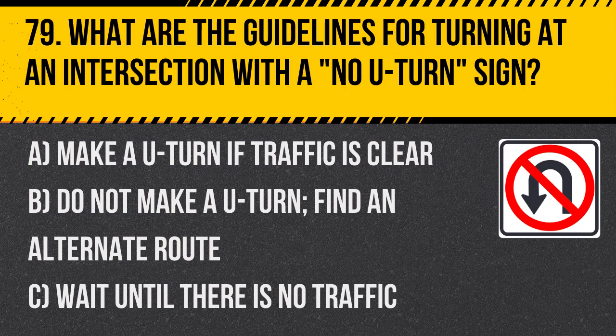Question 79. What are the guidelines for turning at an intersection with a no U-turn sign? A. Make a U-turn if traffic is clear. B. Do not make a U-turn. Find an alternate route. C. Wait until there is no traffic. Answer: B. Do not make a U-turn. Find an alternate route. The sign prohibits U-turns at that location.